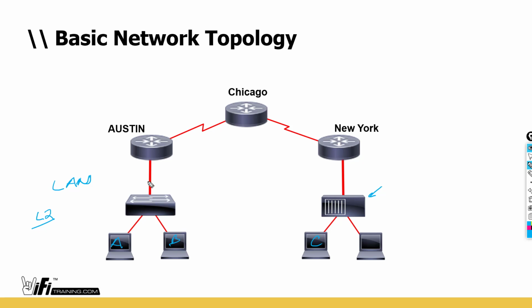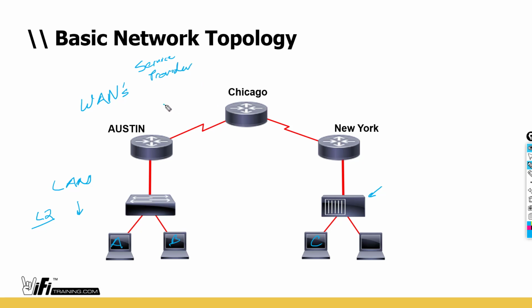Now, how do we get from Austin to New York, for example? Well, we're going to have to use a WAN in this topology. WANs are used to interconnect LANs. So whenever a company grows to a larger size and they have multiple locations, they get interconnected by a wide area network. Now, LANs are typically managed by an IT team that's there at the company. WANs are typically managed by a service provider, okay? And the services are typically leased from a service provider.